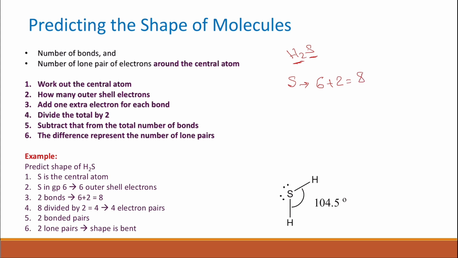Now we need to look at how many of these are going to be bonded pairs and how many are going to be lone pairs. So 8 electrons, we divide this by 2, means there are 4 pairs of electrons. Two of these will be bonded pairs because we have two bonds, and that means the other two will be lone pairs. So we calculate the bonded pairs, and the remaining will be lone pairs. So when we have two bonds and two lone pairs, the shape is going to be bent like water. So H2S is similar to water with a bond angle around 104.